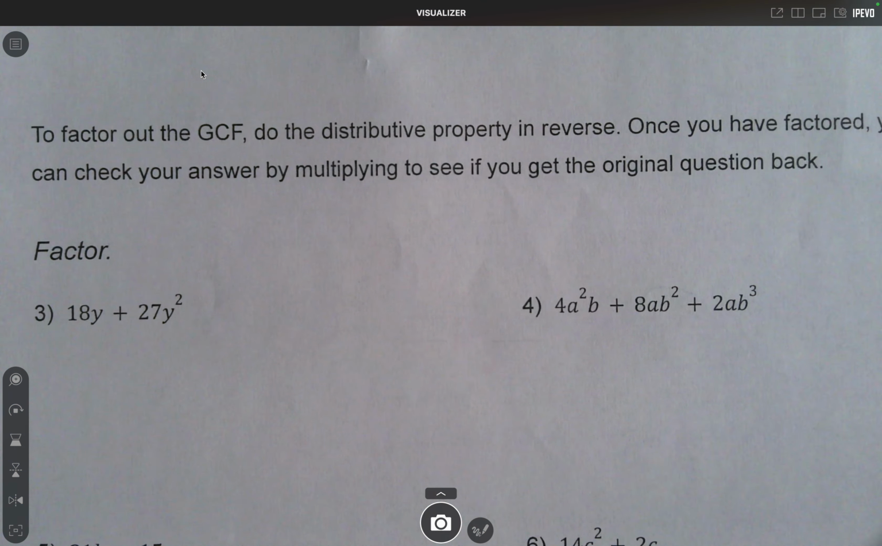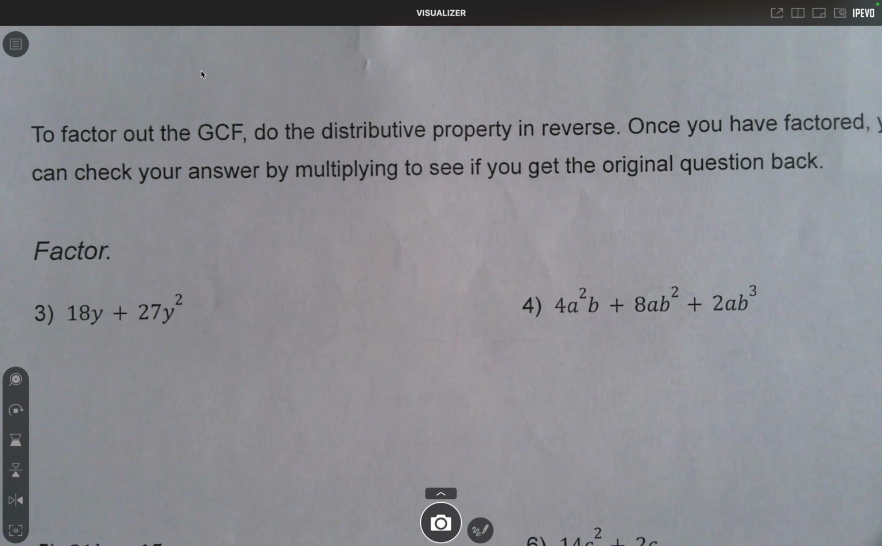So to factor out the greatest common factor, we do the distributive property in reverse. Once you've factored, if you want to, you can check your answer by multiplying, doing the distributive property, to see if you get the original question back. I won't do that on all of these, but I probably will on the first one here.